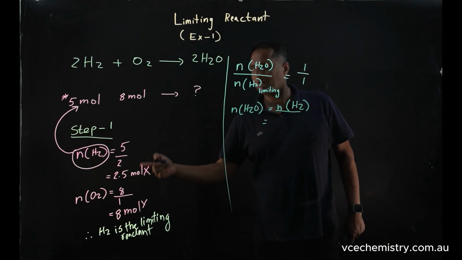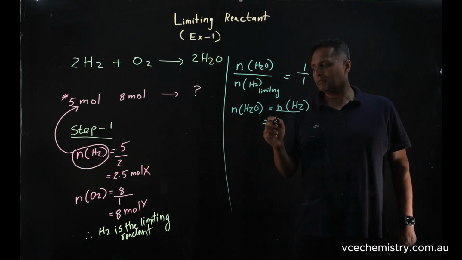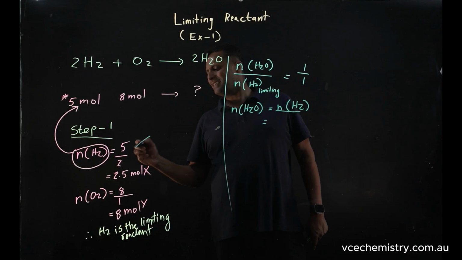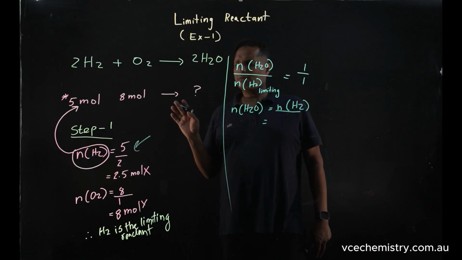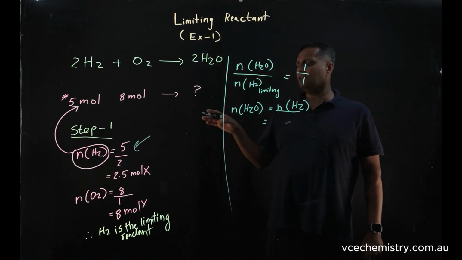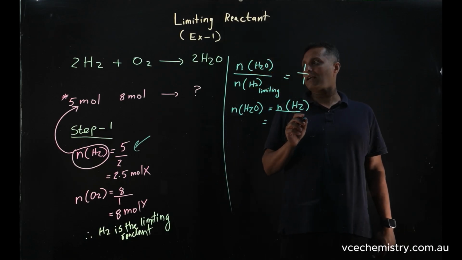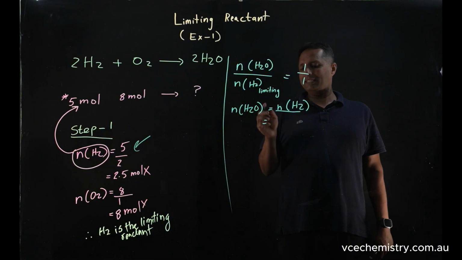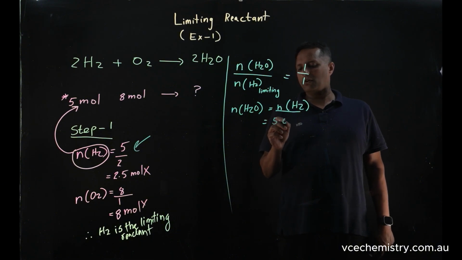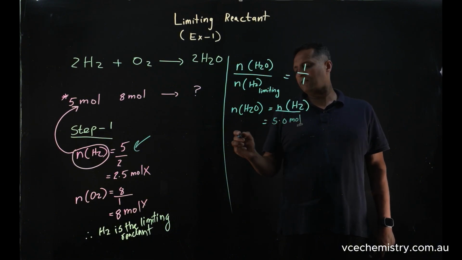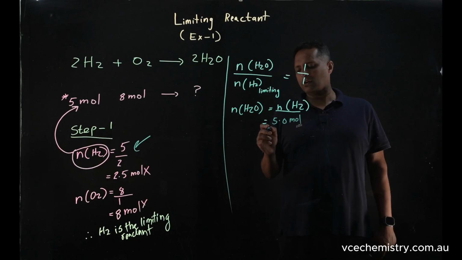No, not the 2.5. Go to the original, because that was just an intermediate step we do just to find out what the limiting is. So the number of moles of hydrogen is 5.0 moles. Therefore, the number of moles of water that is going to be produced is 5.0.